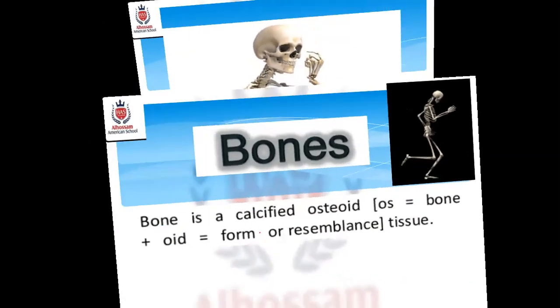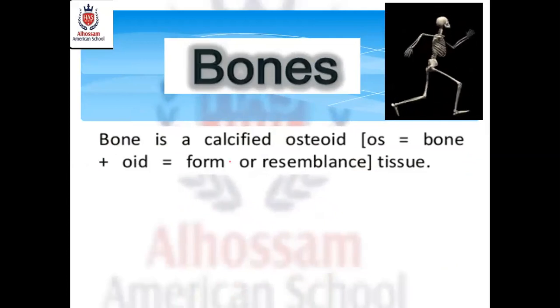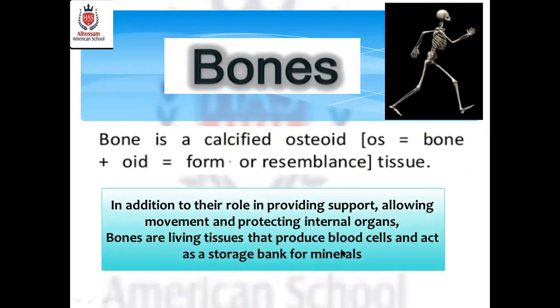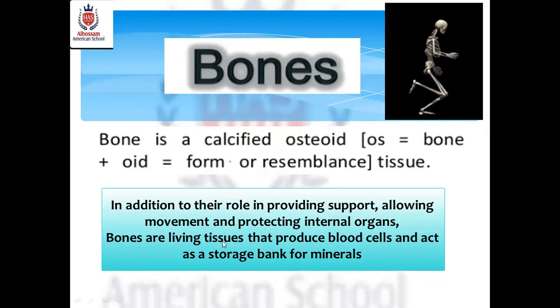Let's see. Today, guys, we are talking about bones. Bones are the structure that supports our body, and it has another Latin name which is called osteoid. Os means bone in Latin, and oid means form or resemblance. So it's a tissue that's formed of bone, a hard structure. Bones have different functions, like support, allowing movement, protecting internal organs, but they are considered as living tissue because they produce blood cells and act as a storage bank for minerals.